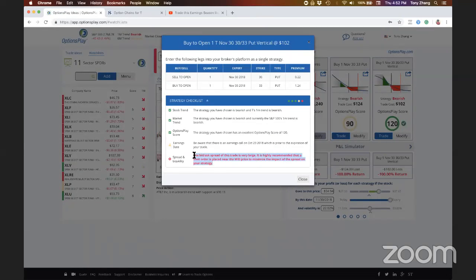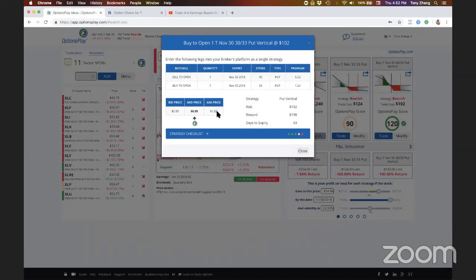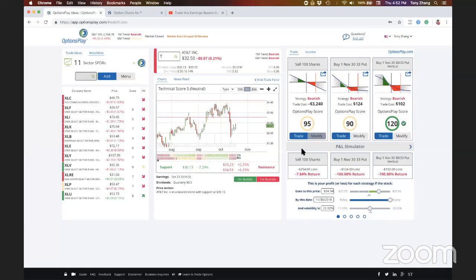So this is telling me the spread on the bid ask is relatively large. So spread and liquidity is certainly a factor that I want to consider. As an experienced trader, I know how to deal with this. If you're new, you want to learn a bit more about how bid ask spreads affect your trading before you jump right into it. This is just making you aware of those risks. And then once you enter that trade into your broker's platform, you can send that off for execution.